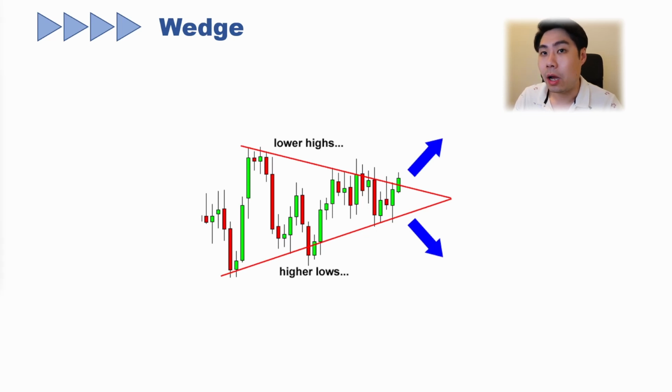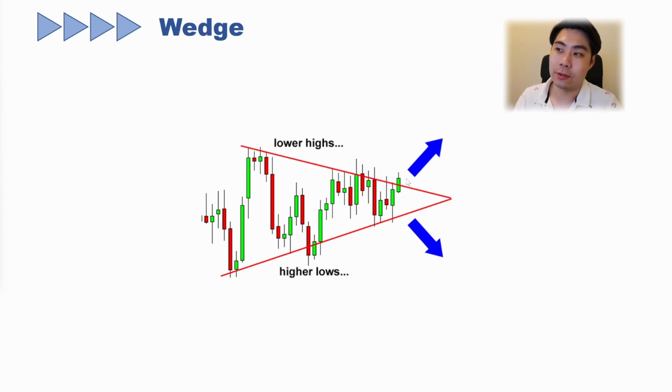Lastly, let's talk about a wedge. A wedge is another triangle that we're going to be looking into, but in this case, it is neither ascending or descending because it forms a lower high and a higher low. So essentially they're converging somewhere in the middle.